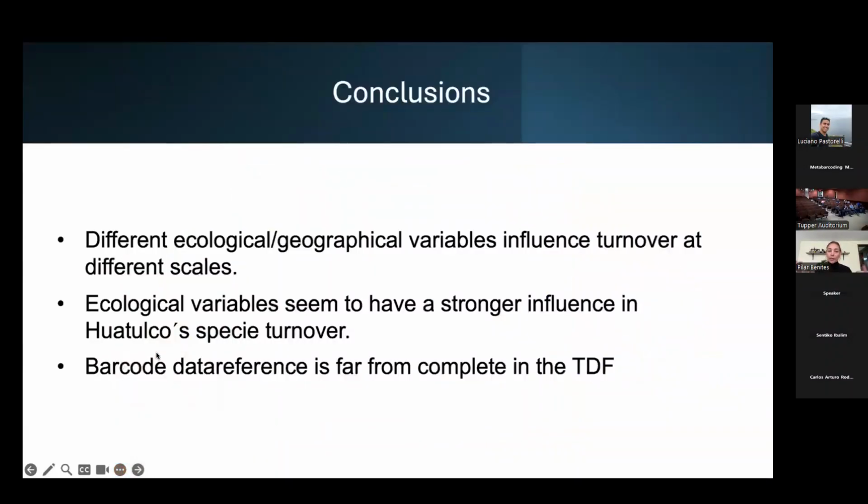Okay, to end up with, we also find that different ecological and geographical variables influence turnover at different scales. And ecological variables seem to have a stronger influence in Huatulco species turnover. And also, the low amount of species that we could identify tells us that barcode data references is far from complete in this biome, and that efforts need to be stronger in this data reference building.